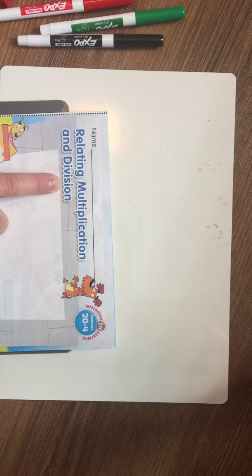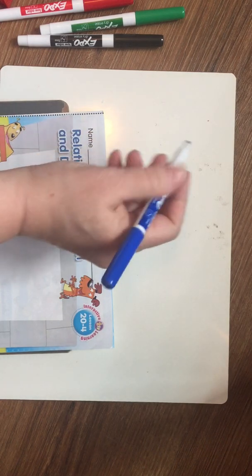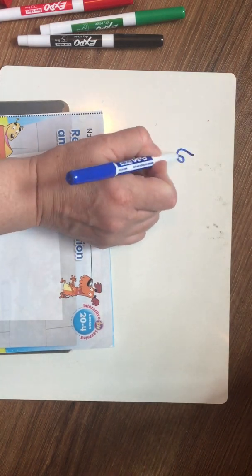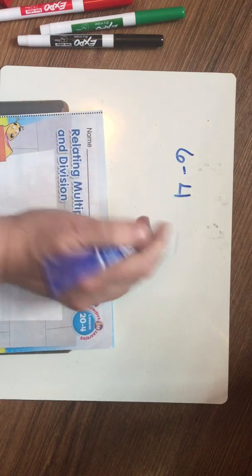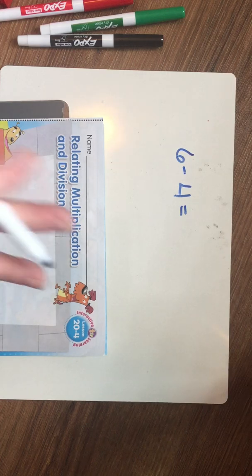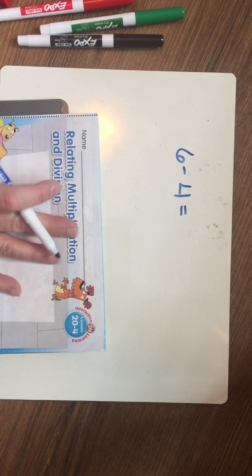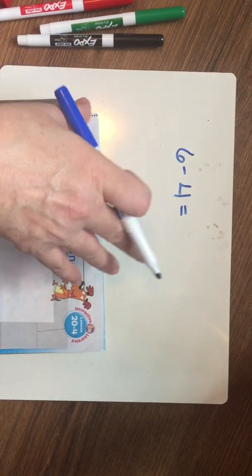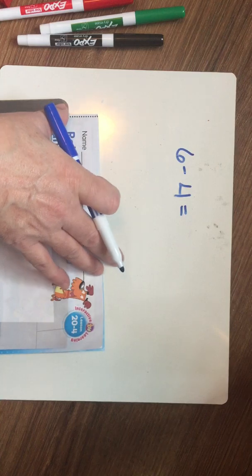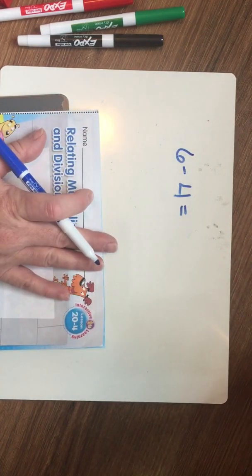You have often heard Mrs. Bennett talk about fact families, and we have done them when we work with adding and subtracting. So let's look at this problem real quick. Our driving focus question today is: how are multiplication and division related? So let's go back and talk about our fact families and how addition and subtraction are related. And then you're going to pull it all together. You'll see how this works.